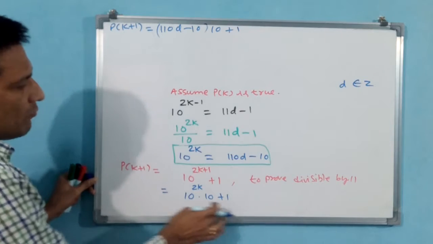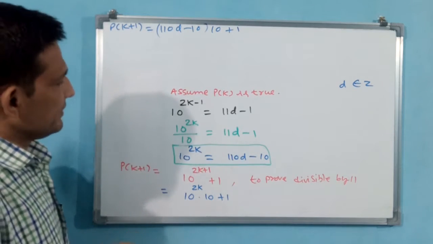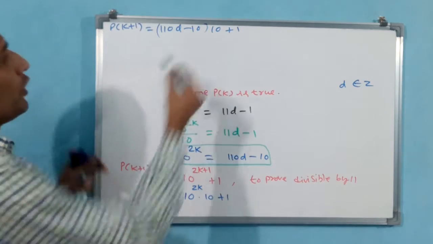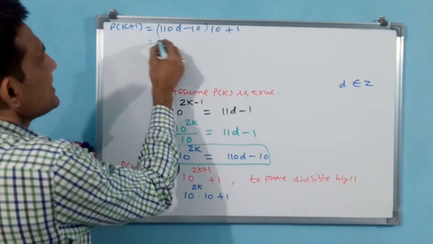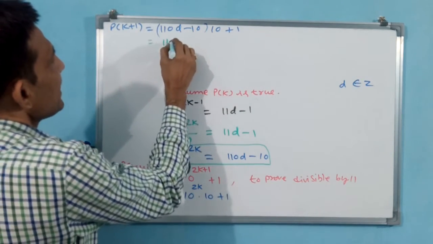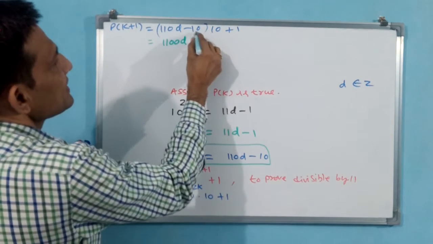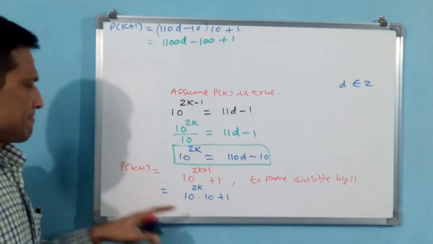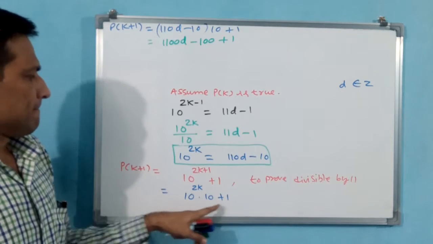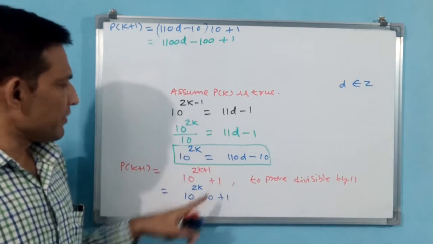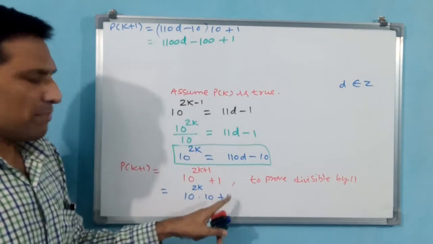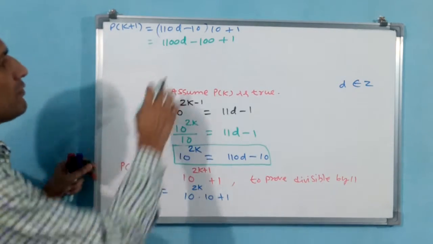Okay, plus 1 we have written. Now you see, you multiply with 10, 1100d minus 100 plus 1. Is it okay? 10 to the power of 2k only we have replaced. 10 is there, 10 we have to multiply. We have multiplied with the 10. Plus 1 is untouched.